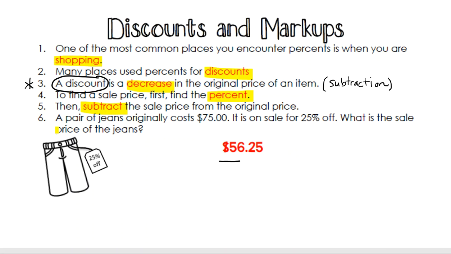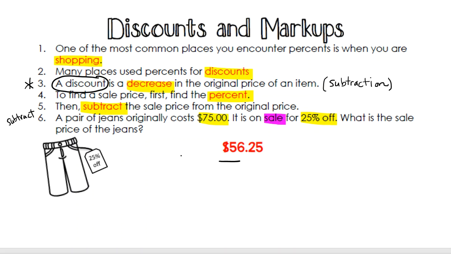Number 6, a pair of jeans originally cost $75. It is on sale for 25% off. What is the sale price of the jeans? Okay, now whenever it is a sale and something is a certain percentage off, you're always going to use subtraction for that as well. And you're going to subtract what you get to save from the original price.